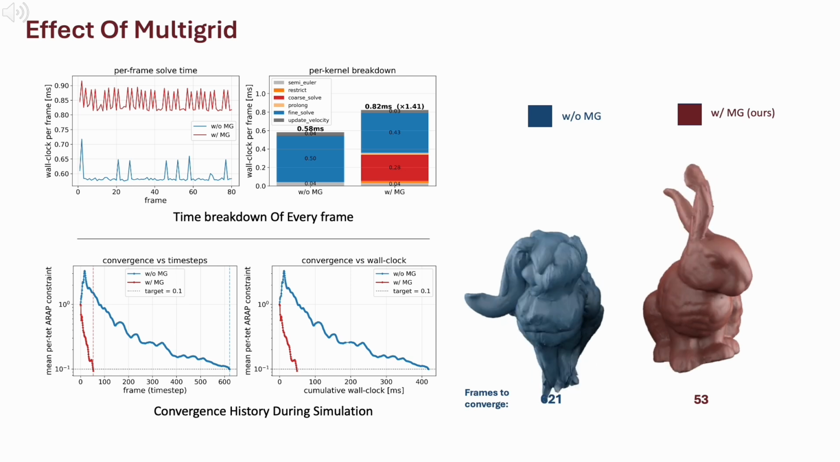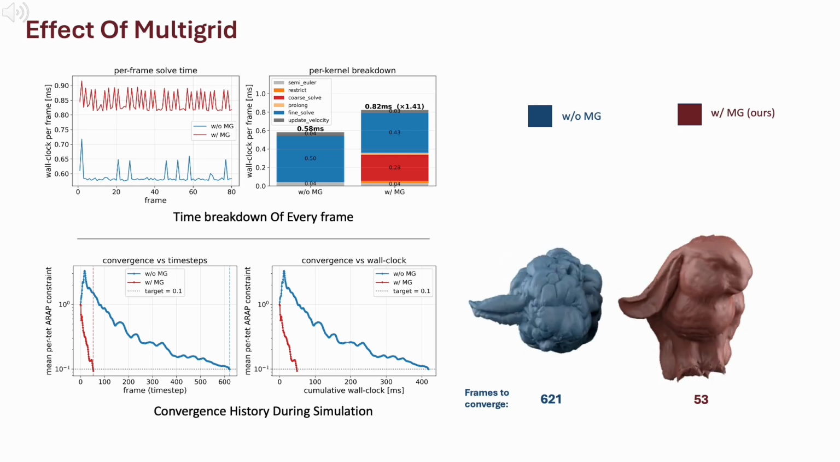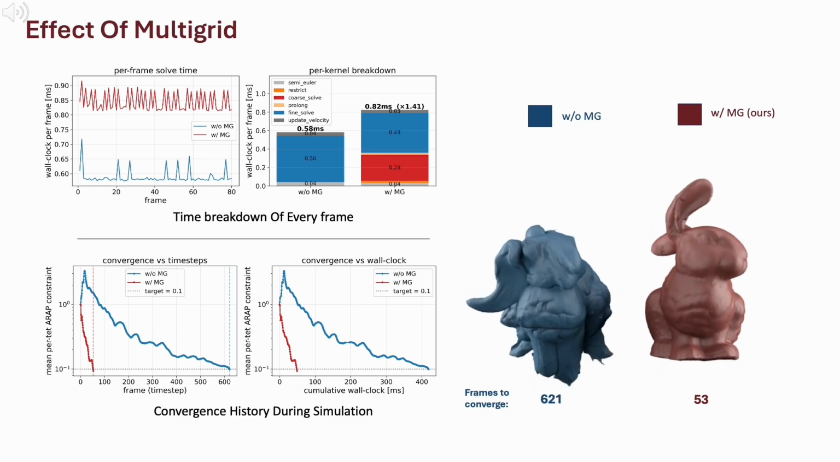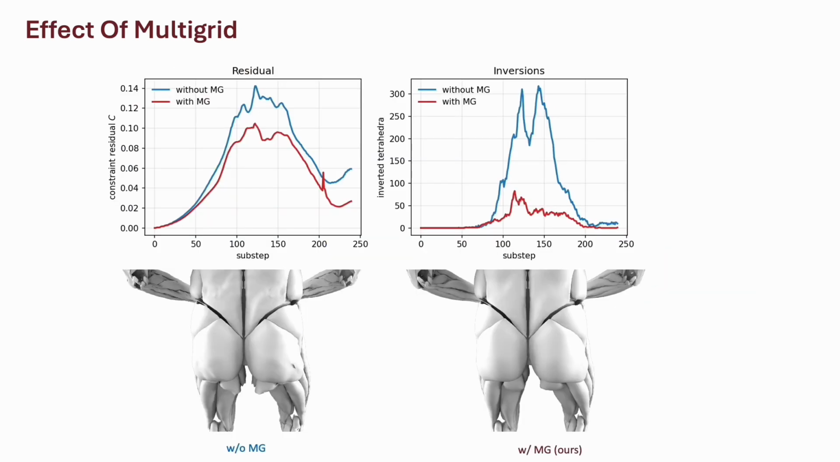Ablating multigrid on a squashed bunny benchmark. With it, the solver reaches tolerance in 53 frames, without it, 621. That is roughly 12 times fewer steps and 8 times faster, despite a small per frame overhead. The same benefit carries to the full body. With multigrid, the muscles hold stable volume under high stiffness. Without it, unresolved low-frequency error produces visible artifacts and far more inverted tetrahedra.